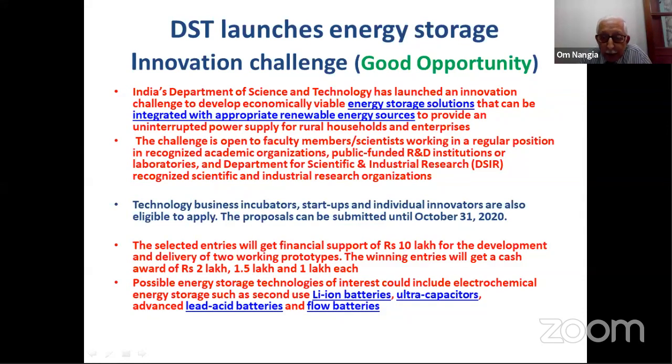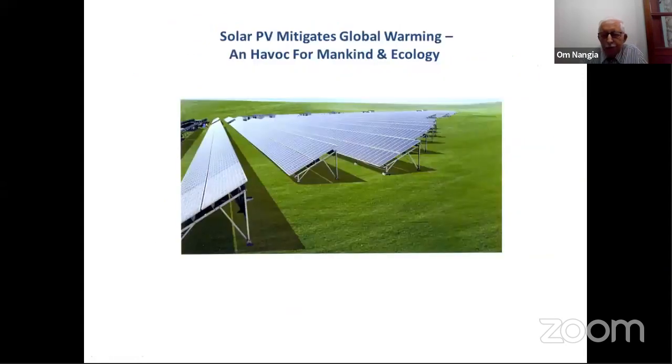People can submit their proposals till 31st October, and a lot of grants and benefits will be given. This storage application can be based on lithium ion batteries, ultra capacitors, lead acid batteries, and flow batteries. So I thought, since this is a big university with so many students and faculty, this kind of project application can be put up.